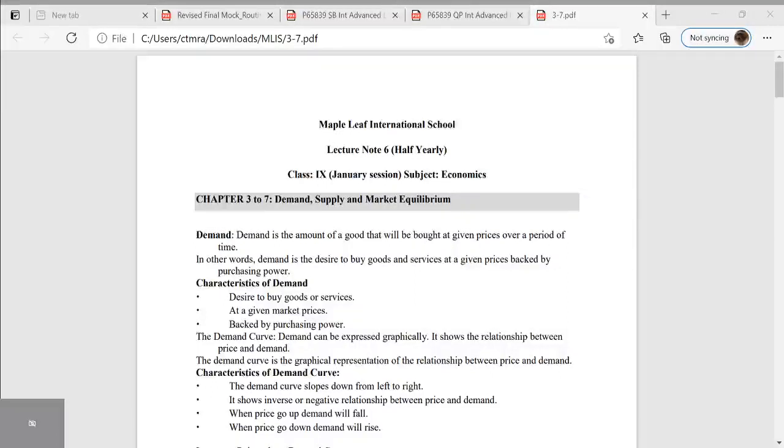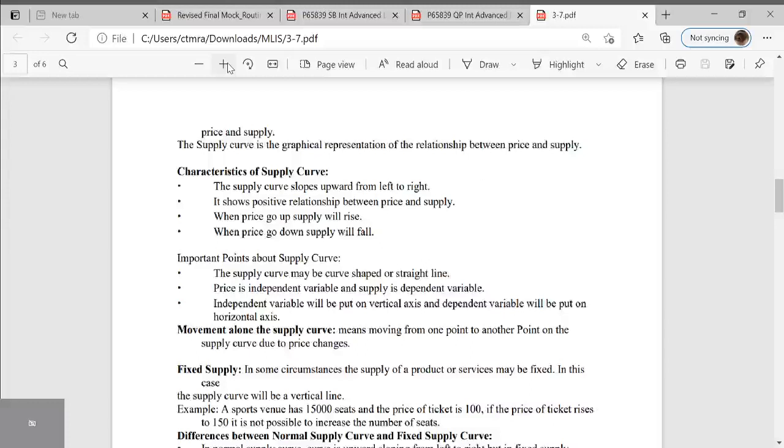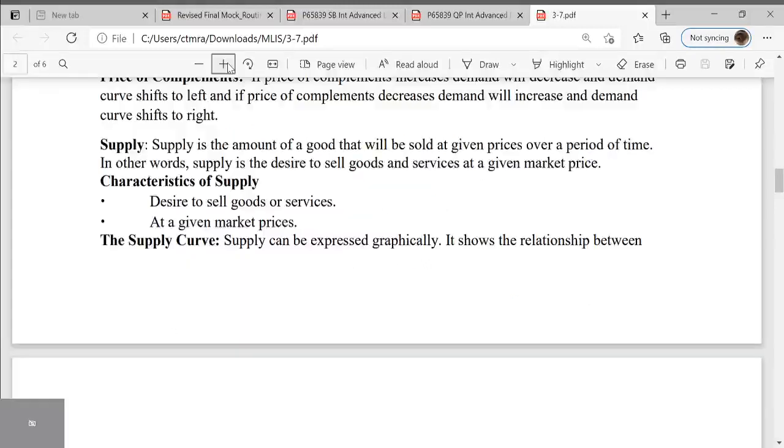Okay, we were supposed to start supply today. Okay, chapter 6. So, in chapter 6, we will be discussing supply. Supply is the amount of good that will be sold at a given price over a period of time. In other words, supply is the desire to sell goods and services at a given market price.